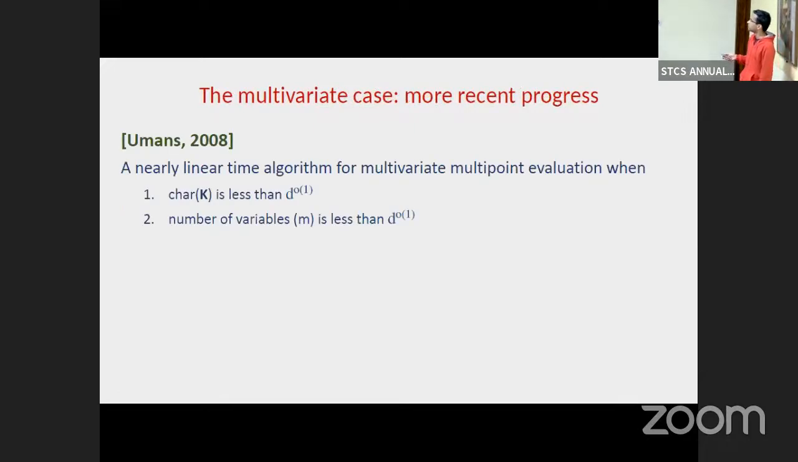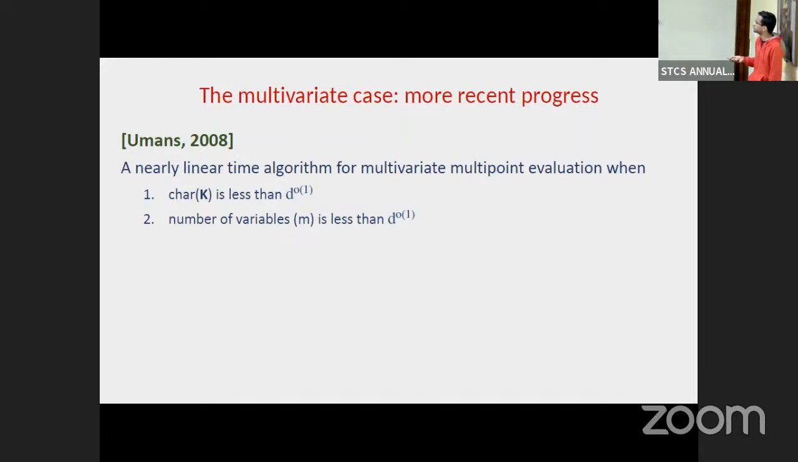Alright, so in 2008, Ulrich gave an algorithm for this problem. He gave a nearly linear time algorithm for multivariate multipoint evaluation under some conditions. The conditions were that the characteristic of the underlying field should be small. Forget about the little-o factors in the exponent, think of these as constants. So if the characteristic is really small, so extensions of F2, F3, F5, F7, fields like that. And the number of variables was small. In particular, we didn't have a nearly linear time algorithm for the bivariate and trivariate cases. Those problems were solved by this algorithm, provided your underlying field had small characteristic.